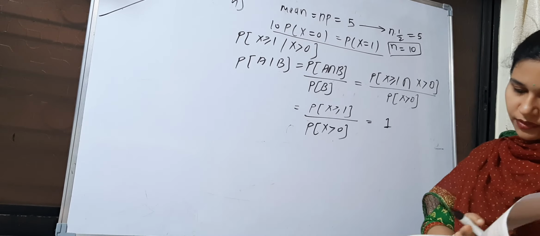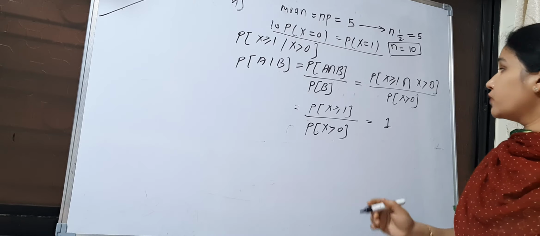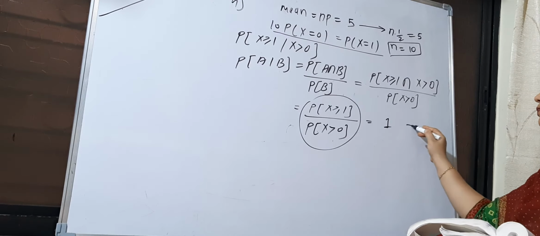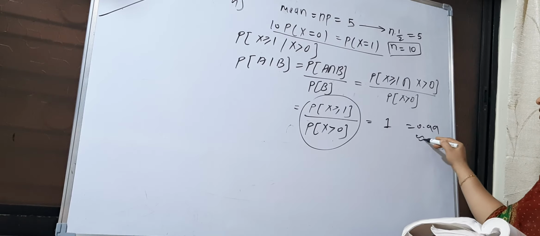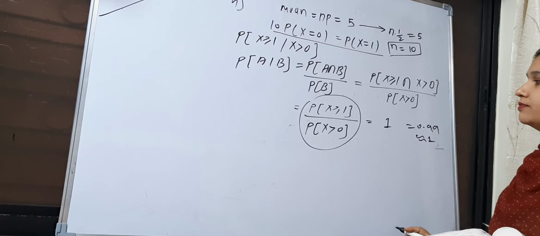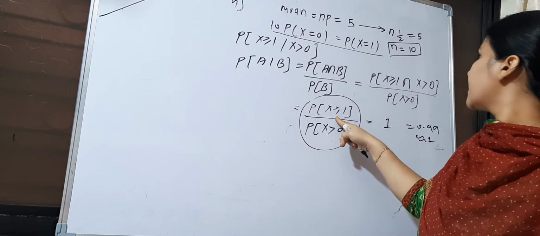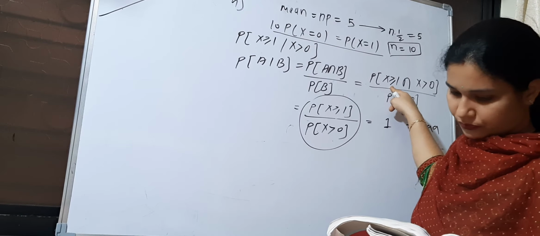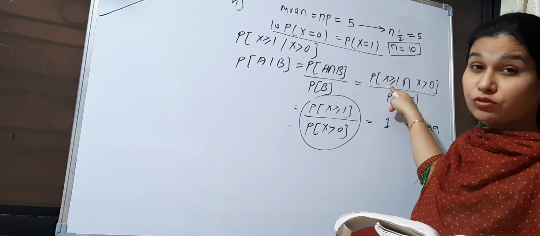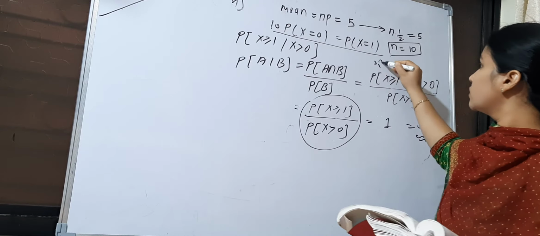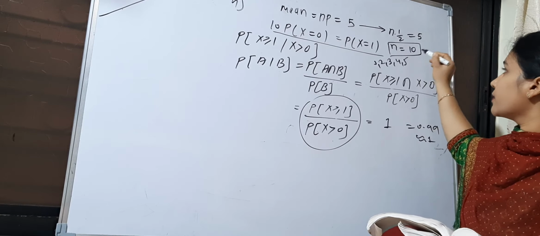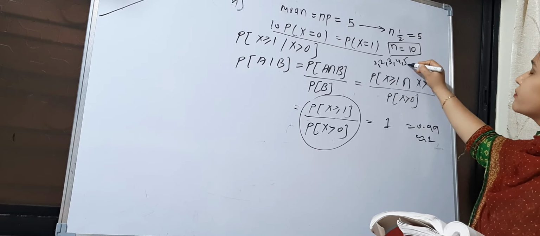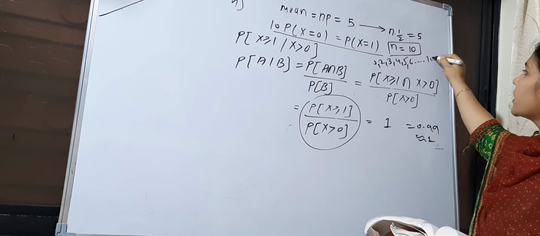The answer is C, because the answer will be 1, but that option is not there, so 0.99 is approximately equal to 1, we can say. No need to solve, because see, x is greater than or equal to 1 here, x is greater than or equal to 1, so which values will it take: 1, 2, 3, 4, 5, because n is 10, so it can go up to 10. 6, 7, 8, 9, 10, like this.